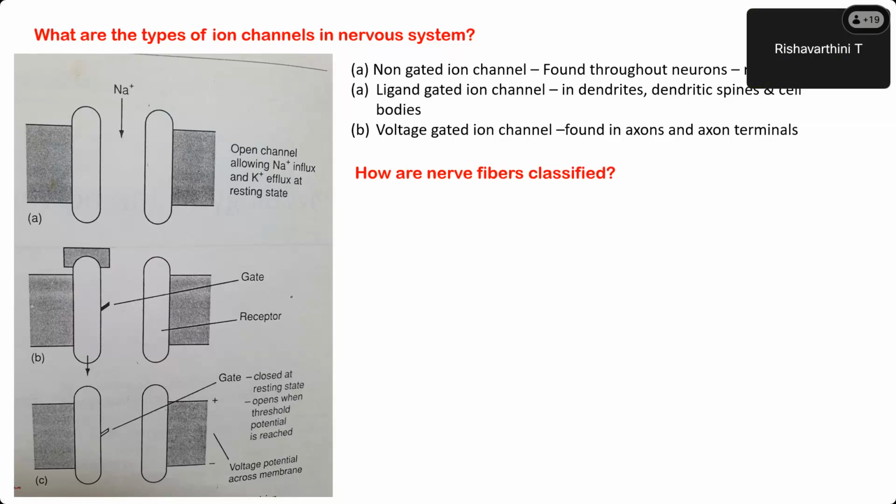Depending on the diameter and the conductance, it is A alpha, A beta, A gamma, A delta, B and C fibers. So it is broadly classified as A, B, C, and under A there are 4 subtypes: alpha, beta, gamma, and delta. Any other classification? This is the common classification we all read and know about.